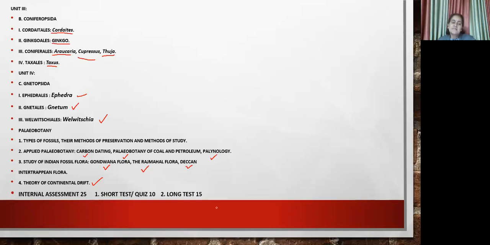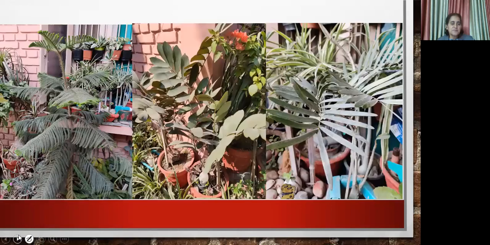Now about internal assessment, as I told you earlier, 25 marks as we are taking regularly. You have to perform a short test or a quiz of 10 marks, long test of 15 marks, or together we can take 25 marks of short and long answer tests. So this is the whole syllabus. I have discussed it in 5 to 10 minutes, so we are saving the classroom time to discuss over here.